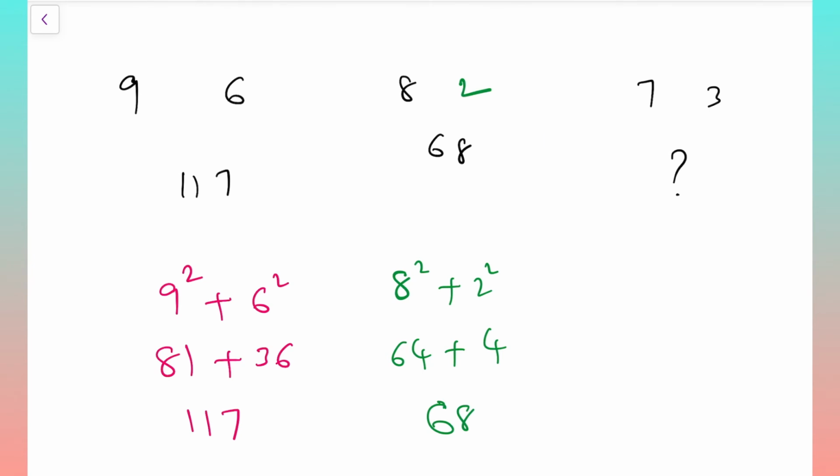Okay, now let us apply the same for the last one then. These two numbers we need to do squares and plus. 7 square plus 3 square. 7 square 49 plus 3 square 9. 49 plus 9, 58. This is the missing number.